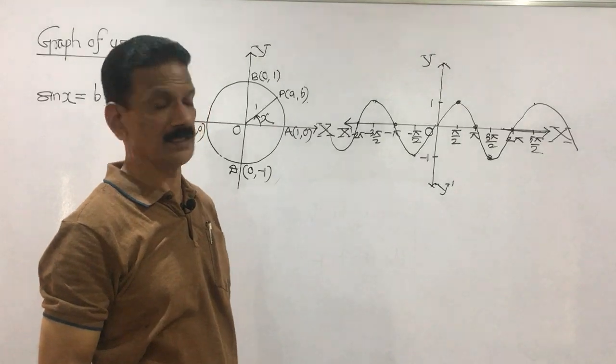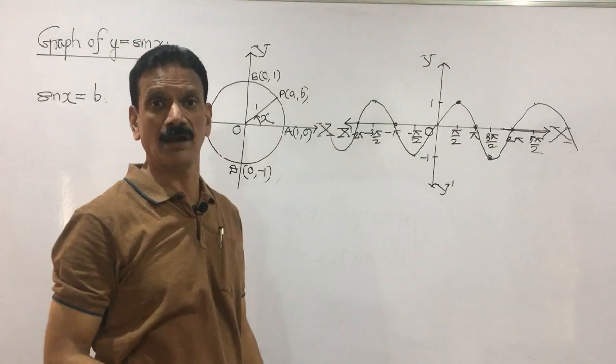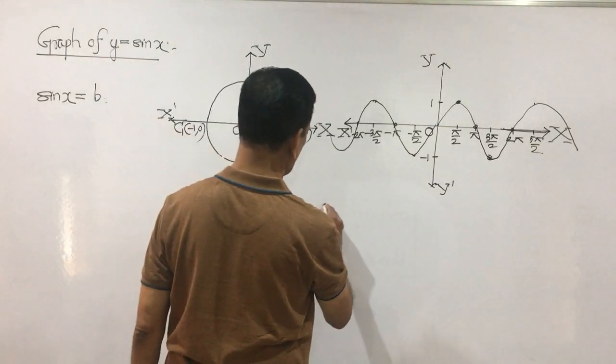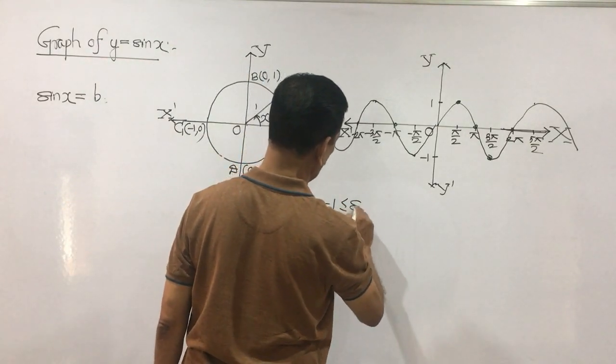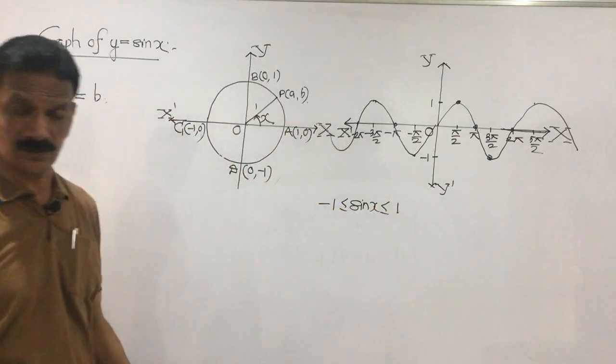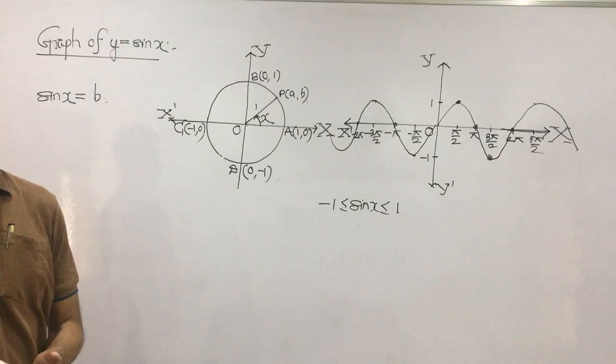So remember, my dear friends, the value of sin x, that is sin theta, always lies between minus 1 and plus 1. From this I can write minus 1 less than or equal to sin x less than or equal to 1. The value of sin x oscillates between minus 1 and plus 1.